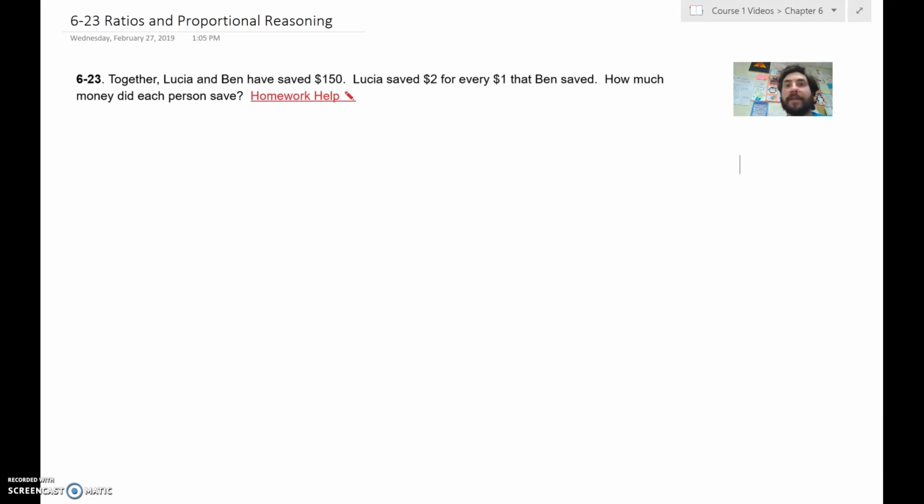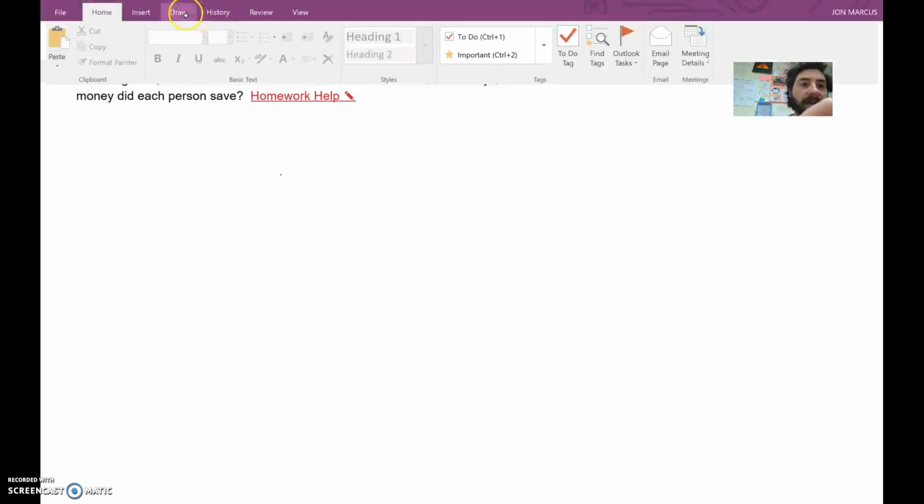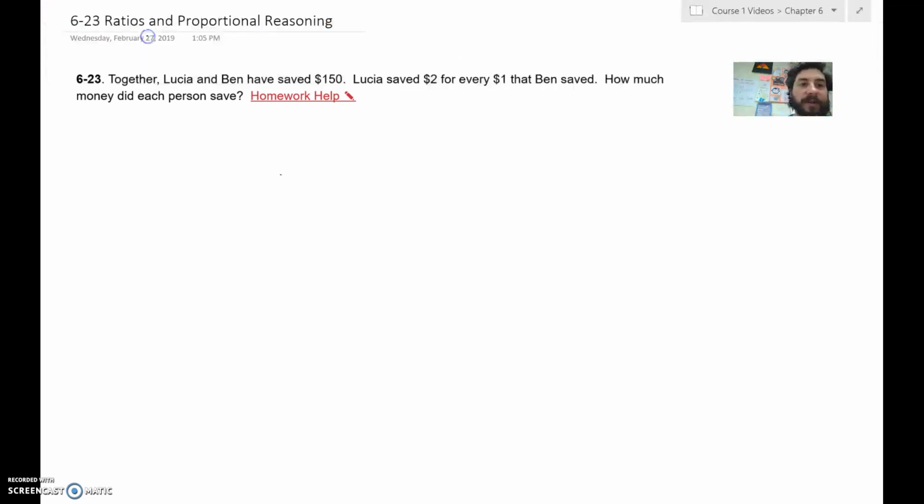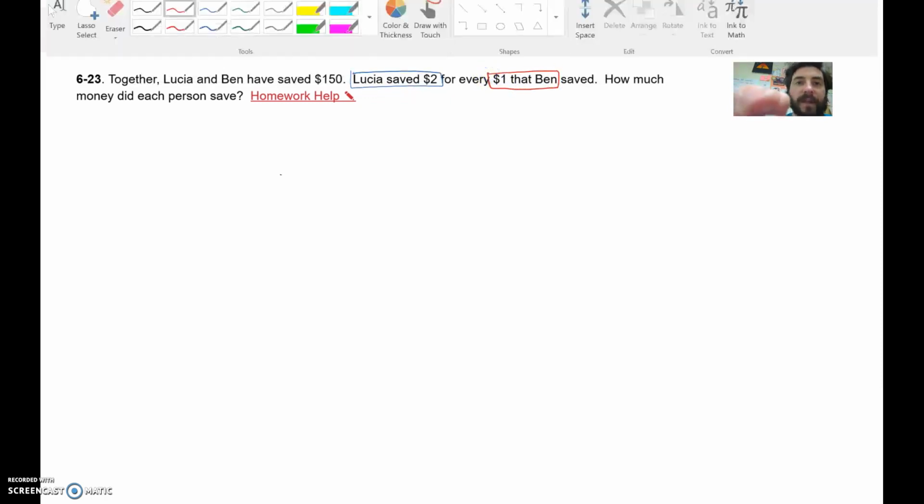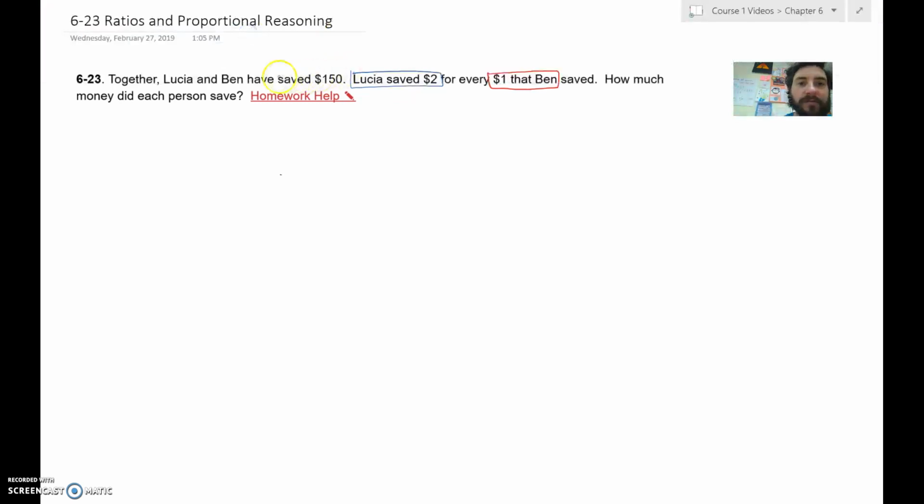Well, you could think of this in a lot of ways, and I'm actually going to do it in a couple of ways. First, I'm going to do this using ratios. Let's do some colors. Colors are fun. So let's have Lucia save $2 for every $1 that Ben saved, and they saved a total of $150.